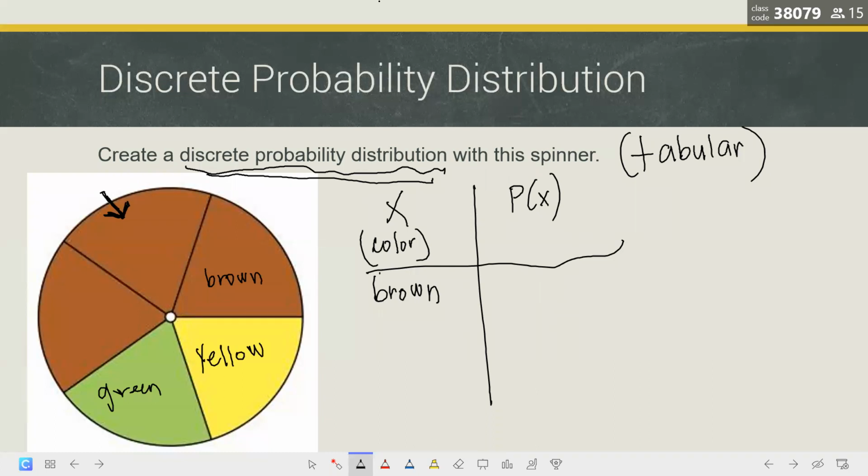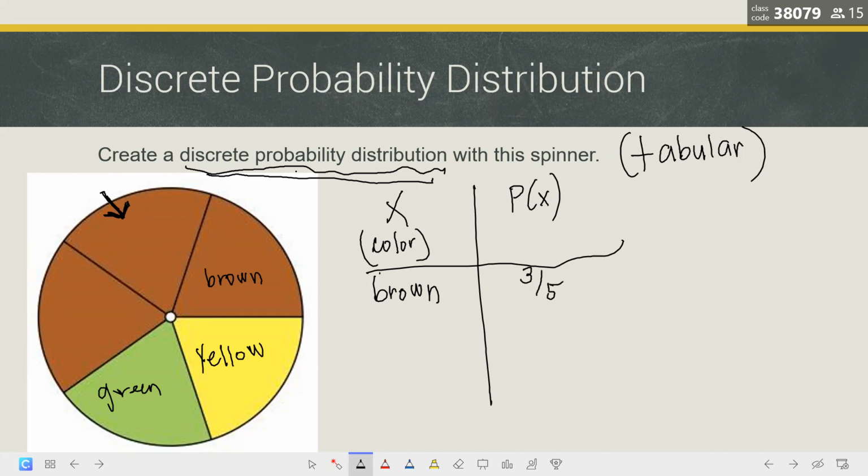Sir, try lang po. 3/5 po, sir. Okay, 3/5. Bakit 3/5? Sige. Kasi po, sir, yung brown po, 3. And then, yung kabuuan sa circle po, yung cards, 5 po.